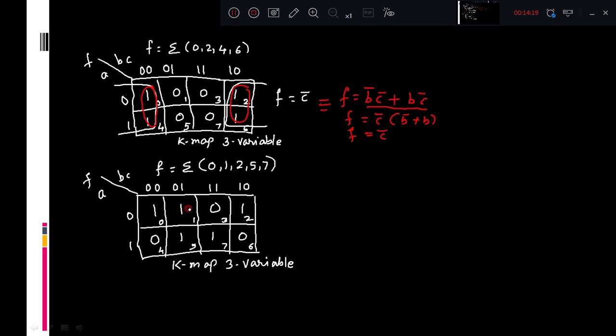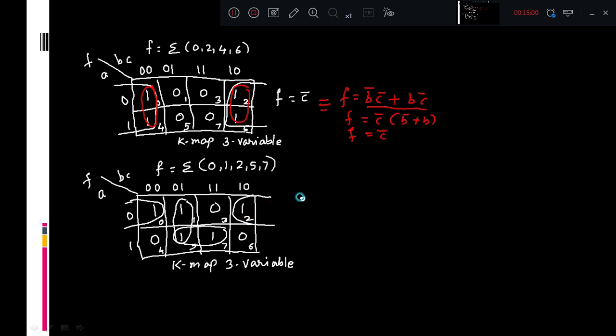Now we are asked to do grouping. You can observe, I can group these two. Then this single cell is left, which we can group as physically adjacent. Then 0 and 2 are left, they are logically adjacent. Since all the single cell groupings are covered, we can stop here.